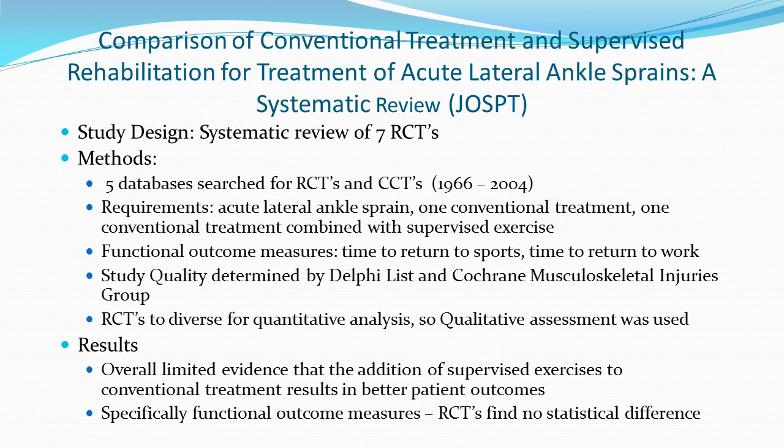The study quality was determined by a Delphi list. It was a set of 9 criteria. They also added 2 more from the Cochrane musculoskeletal injuries group, totaling 11 questions, 1 point each, very similar to the PEDro score, which you're familiar with.